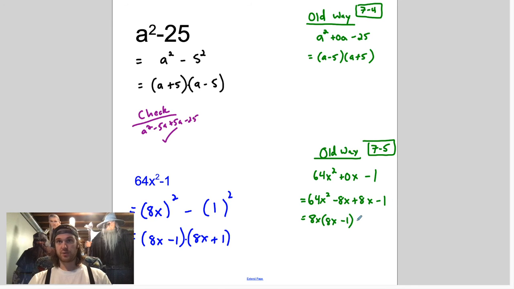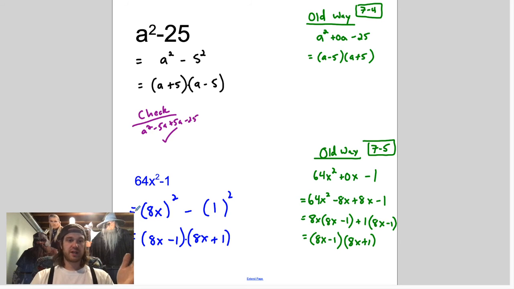And we have 8x minus 1 here, so our GCF is 1. That's what they have in common, and it'll match up here, no problem. So we have these two factors that are the same, 8x minus 1. So it gives us 8x minus 1 times 8x plus 1. Oh, look, that's what we already have. So the old way works, it just takes way longer. If you can recognize the difference of squares, it's going to save you time.